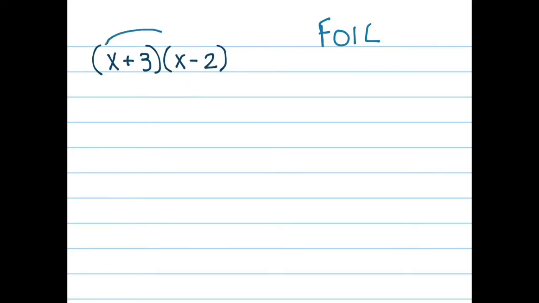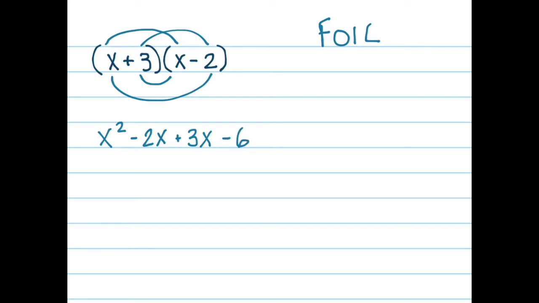So we'll start out with our first. We have x times x gives me x squared. Our outside is positive x times negative 2, which is going to give me a negative 2x. The inside, positive 3 times x, gives me positive 3x. And then the last, I have a positive 3 times a negative 2, gives me a negative 6.